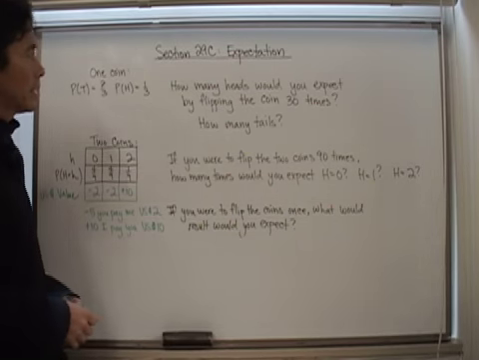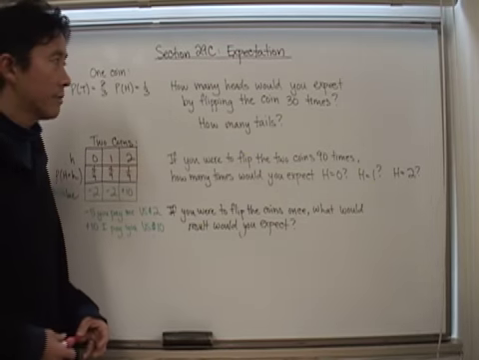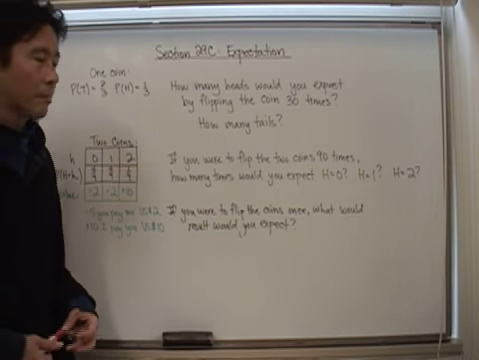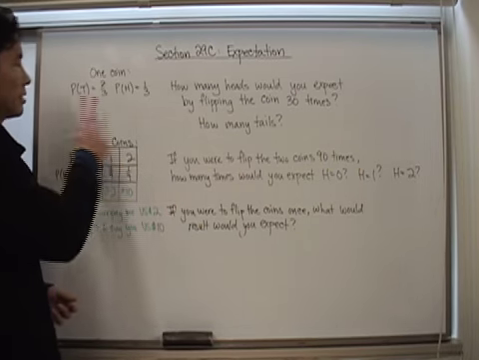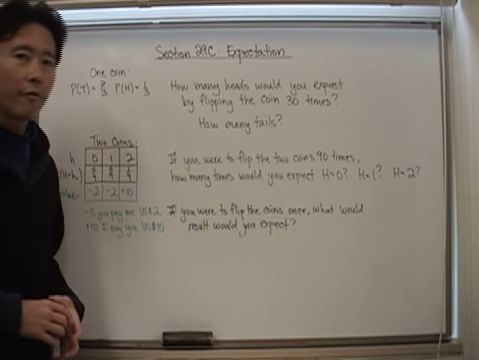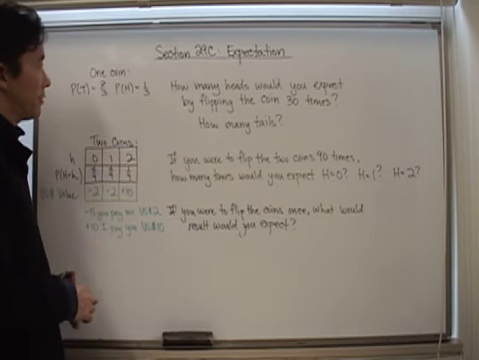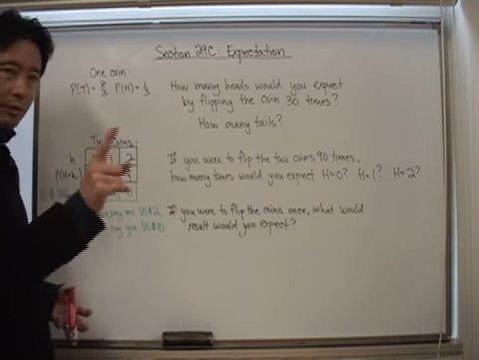Okay, let's go ahead and take a look at section 29C, which is called expectation. Now, let's take a look at the situation that we had before with this unfair coin. And let's say, for example, that we have only one coin.